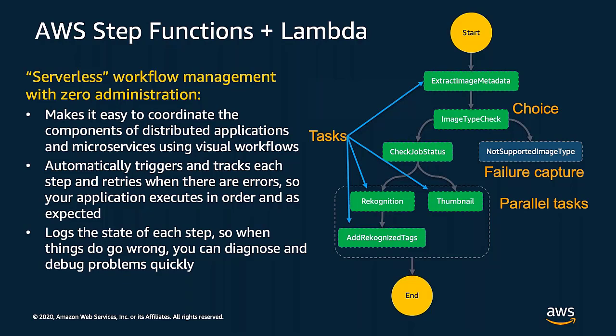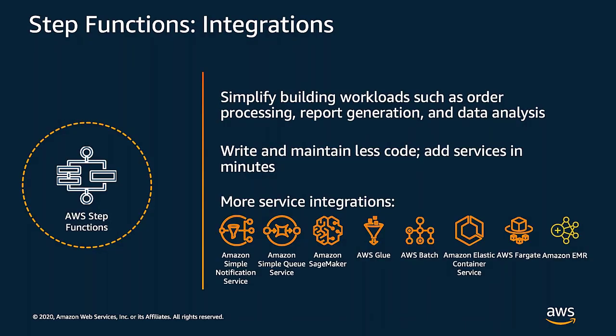AWS Step Functions supports 7 different states, including several types of task states that perform service integrations. Step Functions logs the state of each step, both the input and the output, so that when something doesn't go quite the way you planned, you have the full event data there to help you diagnose and debug problems quickly. As I mentioned, Step Functions has several service integrations that can help you complete your work more effectively. They're listed on this slide.